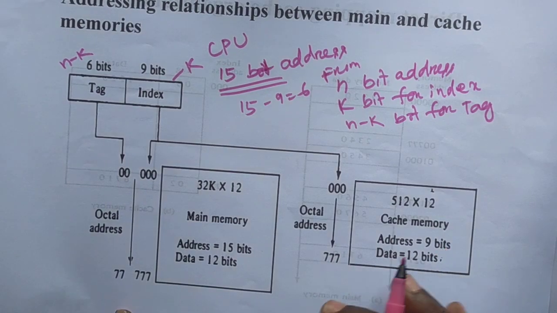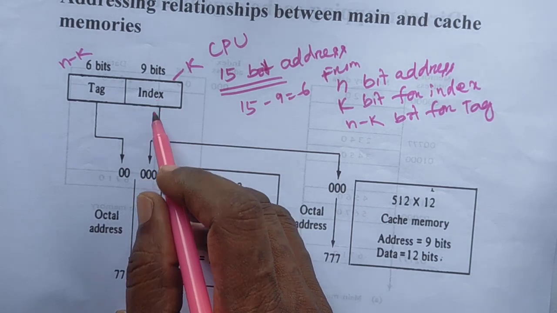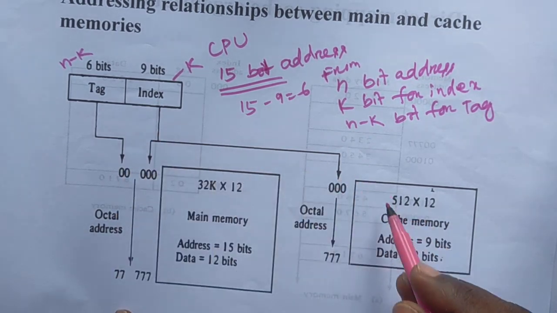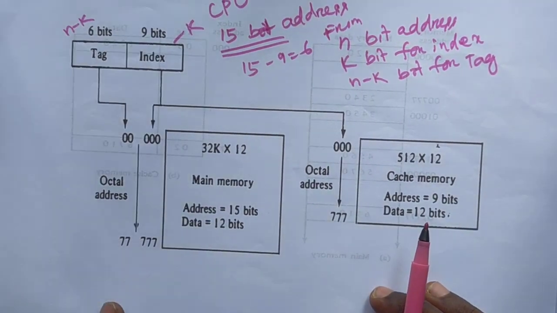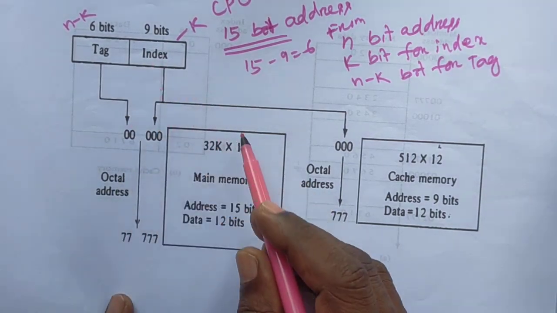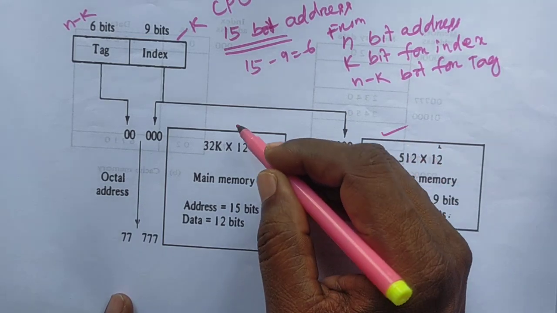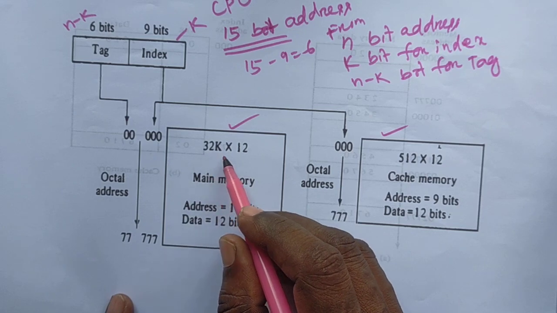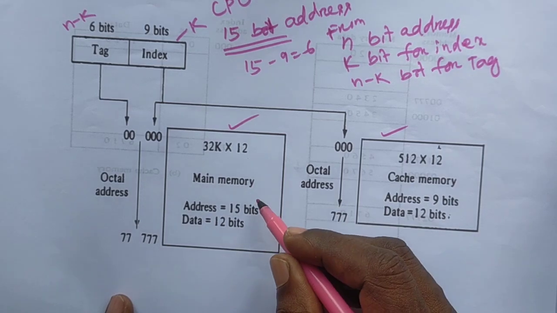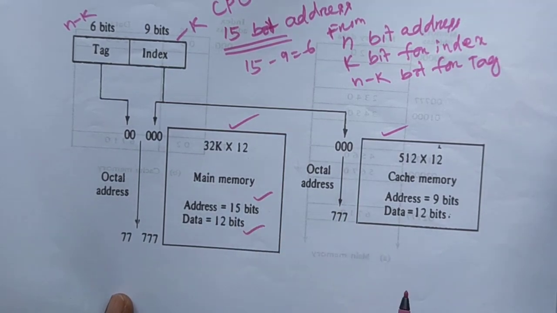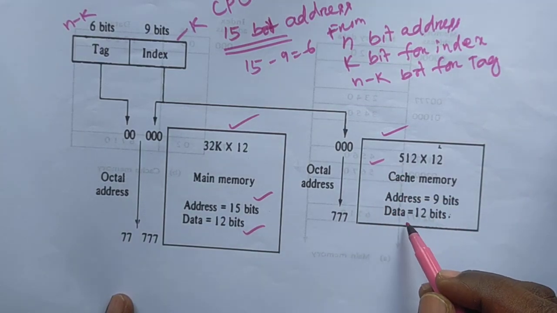Here you see that the index is used for main memory, and the same index is also used for cache memory. I show this part in a very simple way. This particular index part is used for both main memory as well as cache memory. This is cache memory, this is main memory. The main memory is designed as 32K by 12. Its address part is 15 bits and the data part is 12 bits. Similarly, for cache memory the address part is 9 bits and the data part is 12 bits.